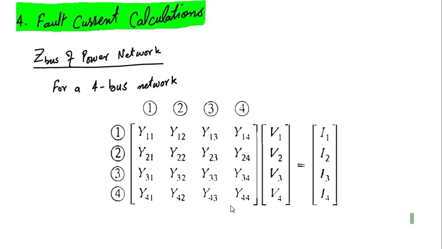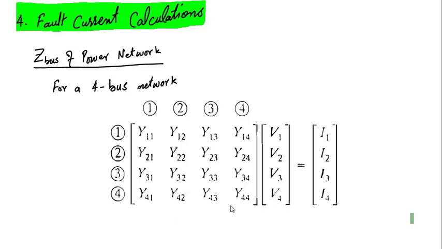So first we discuss the Z bus of the power network, because Z bus will be used for the fault current calculation. You are already familiar with this equation for a 4-bus network. The admittance matrix, when multiplied with the node voltages V1 to V4, will be equal to the node current injections. In your previous course, power system analysis, you have studied this model of the power system.